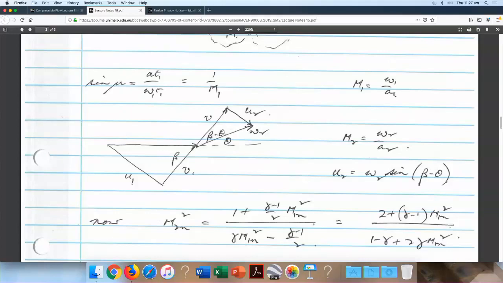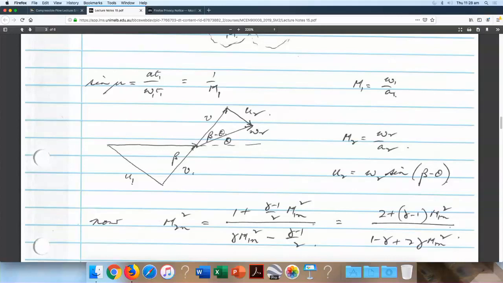And U2 is therefore W2 times the sine of this angle, beta minus theta. Because this angle here is beta, the flow got turned through theta because U2 is less than U1. And so this whole angle from here to here is beta. So this angle here is beta minus theta. So U2, this velocity here, is W2 sine of beta minus theta.